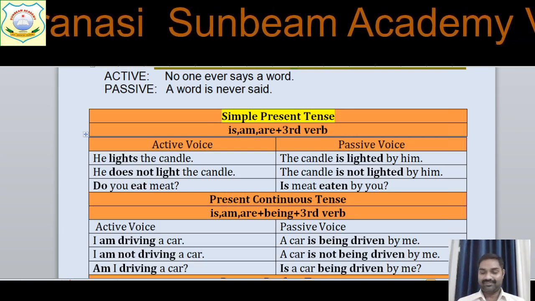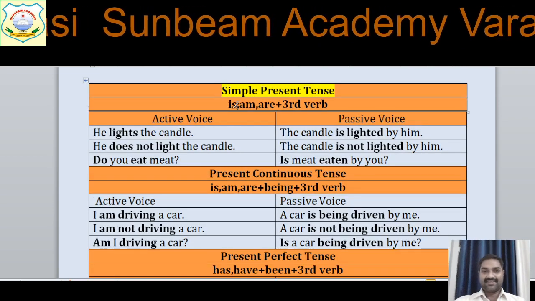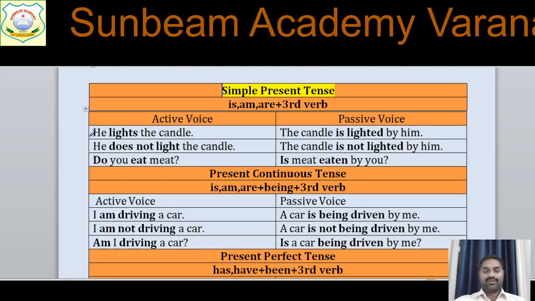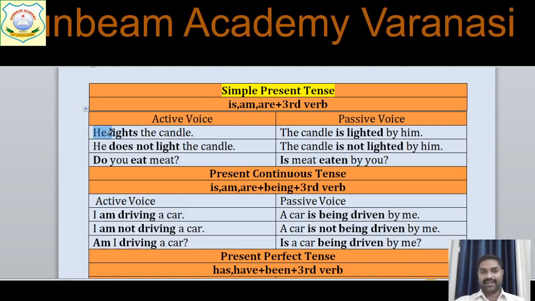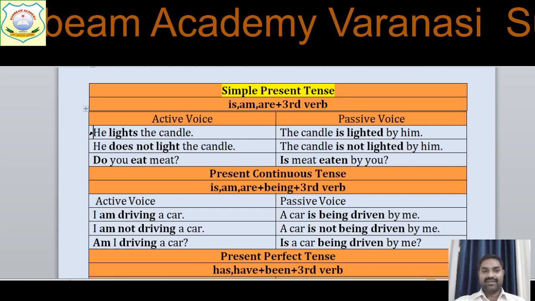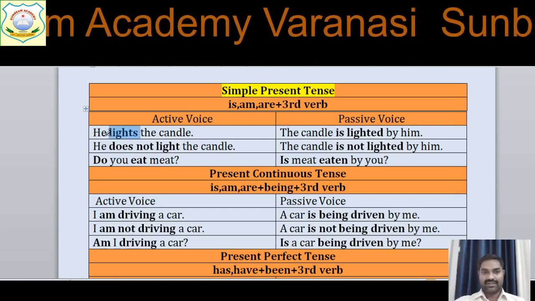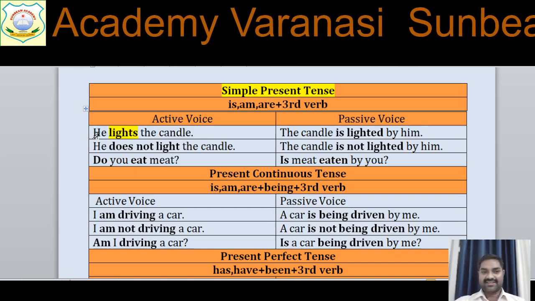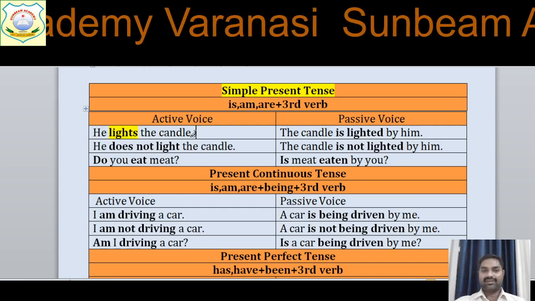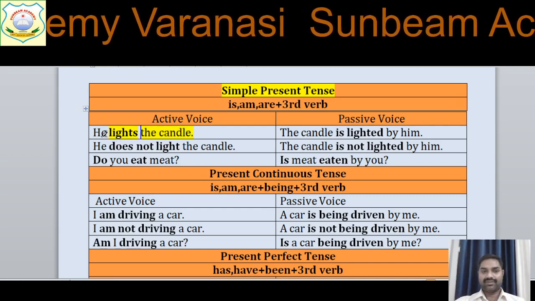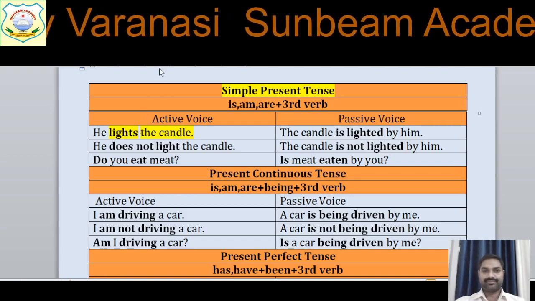Okay, all right, fine. Now let us see that in simple present, the example is given from active voice: he lights the candle. Okay, he lights the candle. He is the subject, lights is the verb which is showing action, and the candle is the object. He lights the candle. The candle is the object, children.